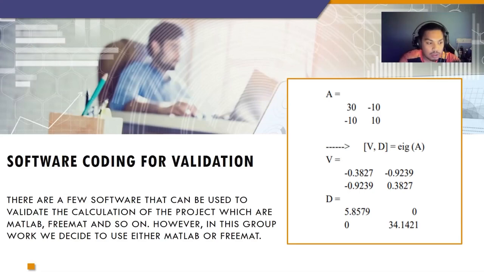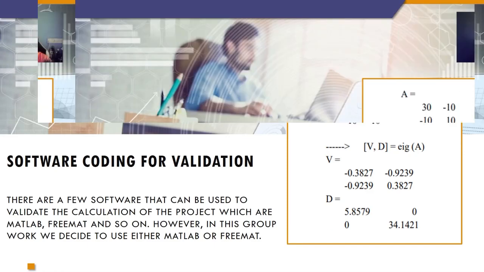So this is for the software coding for validation. There are a few software that can be used to validate the calculation of the project, which are MATLAB, FreeMat, and so on. However, in this group, we decided to use either MATLAB or FreeMat. The figure shows our result that we used for validation from the software. That's all from me. Thank you.